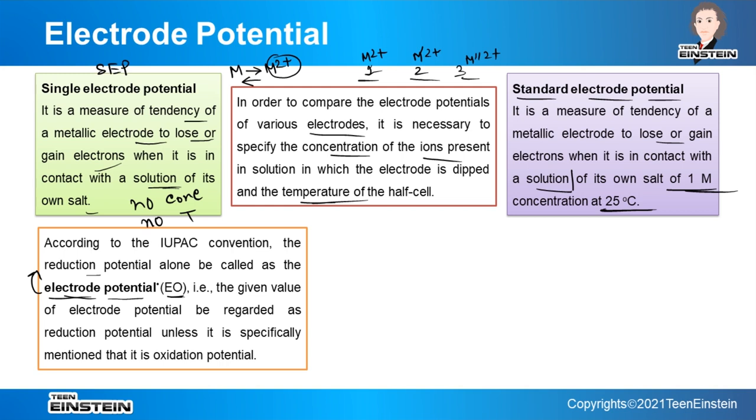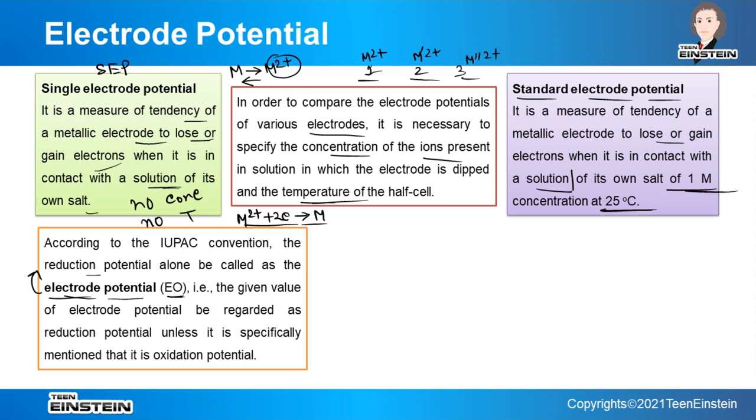Otherwise there will be a problem, because if in some places we are using reduction potential and in some cases we are using oxidation potential, there will be confusion. Though both have the same numerical value, only the sign is opposite, still it should be fixed. So for all systems we will always use the reduction potential. That is M2+ accepting 2 electrons and we are getting M. So this is the reduction reaction.